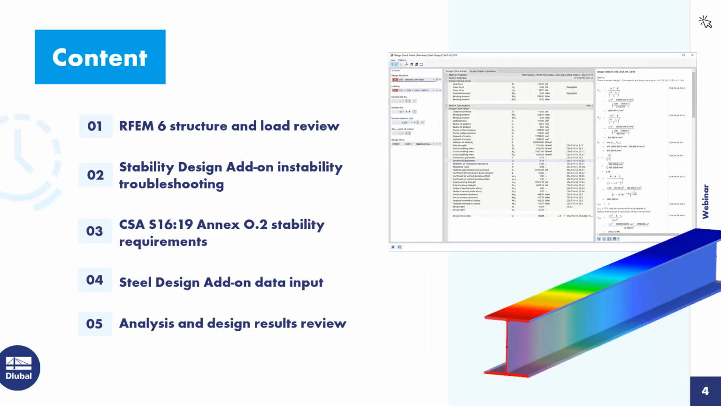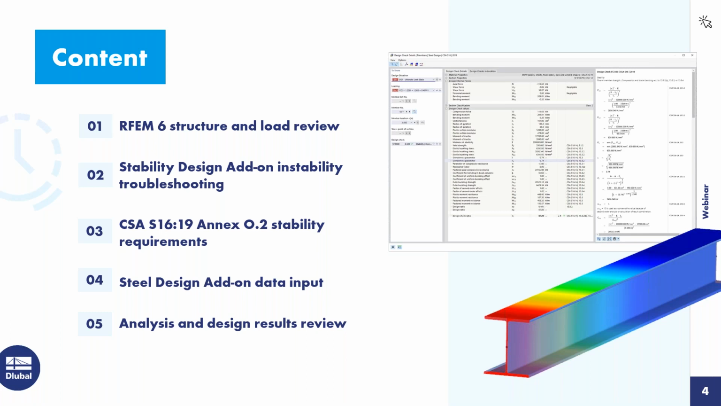So regarding the content over the next hour today, I do want to begin in our main FEA program, RFEM 6. Here we'll review our structure as well as the loads that have already been applied. I then want to take advantage of our first add-on, called Stability Design, to troubleshoot instabilities within the program. We'll then move on to the CSA S16, and specific to the 2019, we have the new Annex O.2 stability requirements and how we can apply those in our example model today.